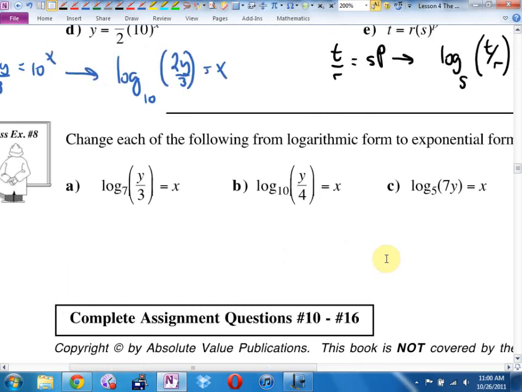What to the power of what equals what? I'll give you a hint. Your base is your base. 7 to the power of x equals. Now, y over 3. In the instructions, they want me to get the y by itself. So instead of dividing by 3, what's that the same as doing on this side? I'm going to put a 3 there, and I'll put that in brackets, and there's my timesing by 3.